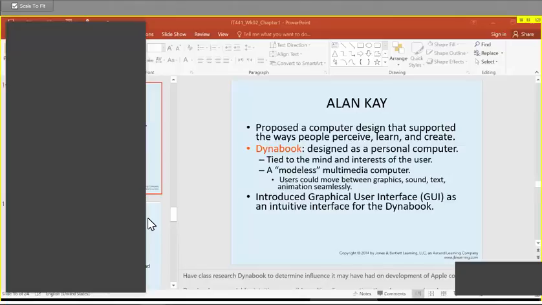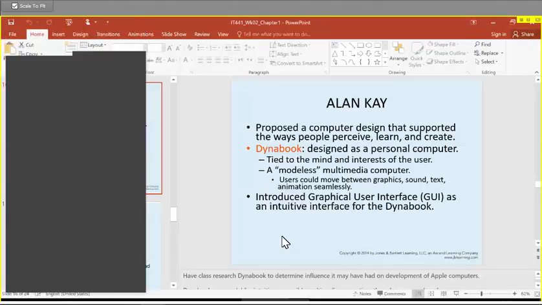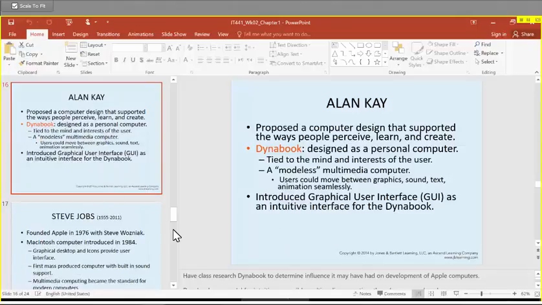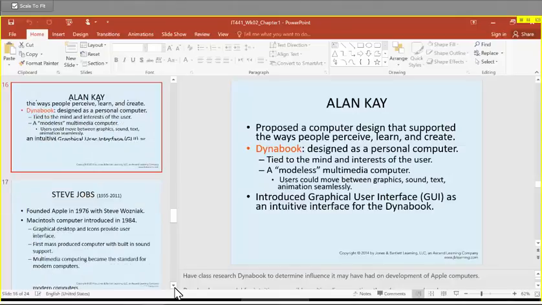Dynabook was one of the products which was designed as a personal computer, and it was tied to the mind and interests of the user. So in a way it was a modeless multimedia computer, and users could move between graphics, sound, text, and animations seamlessly. And he also introduced the graphical user interface, the most common one which we know nowadays, as an intuitive interface for the Dynabook.